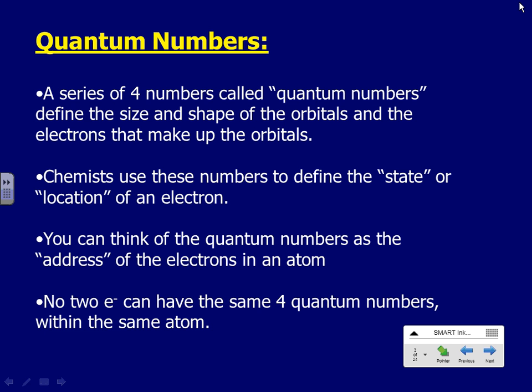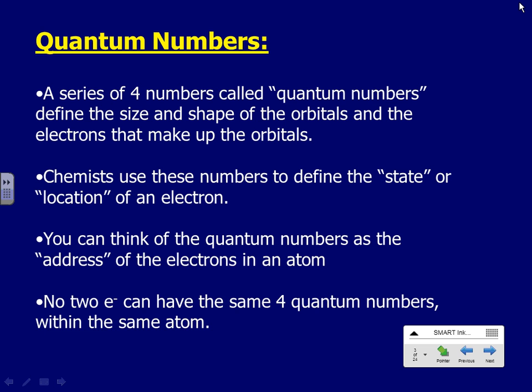So the quantum numbers define the size and shape of the orbitals, and they also describe the electrons that make up the orbitals. Second bullet, not so nearly important to write. Chemists use these numbers to define the state or location of an electron. We're really defining where we can find the electrons. Sometimes it's called simply the state.